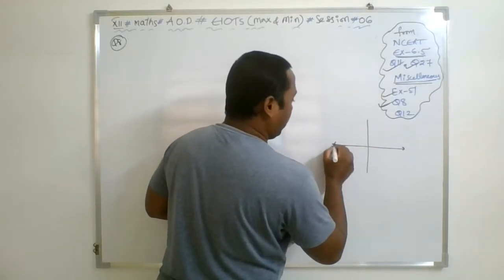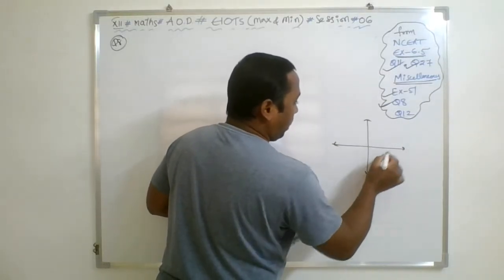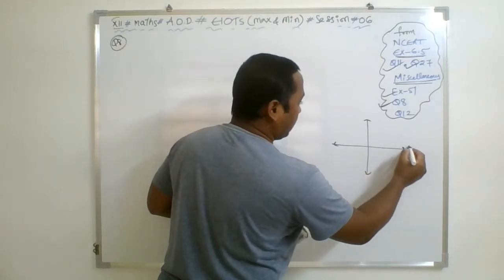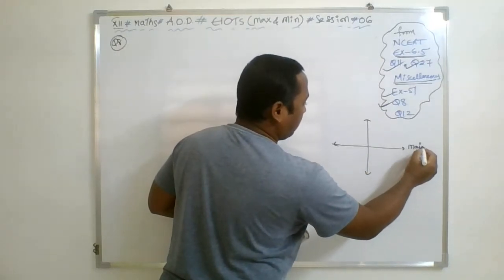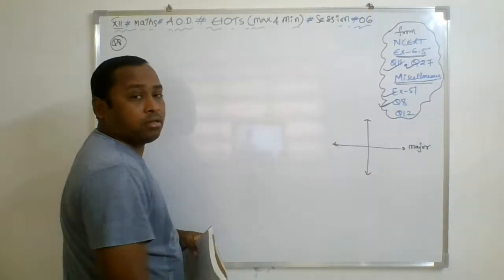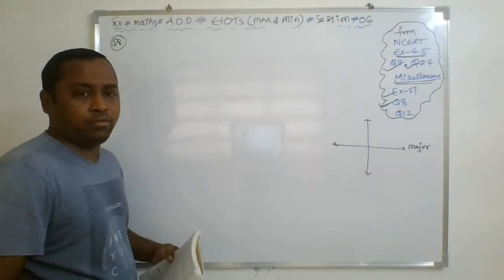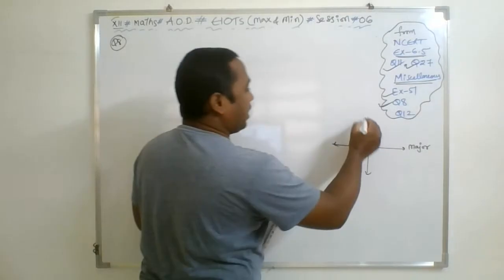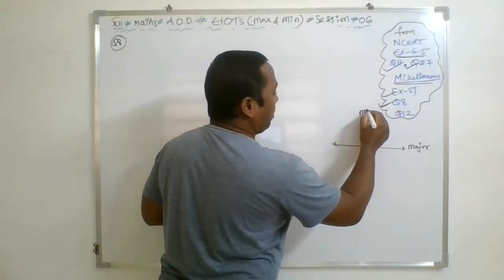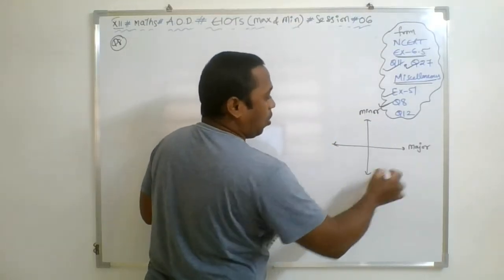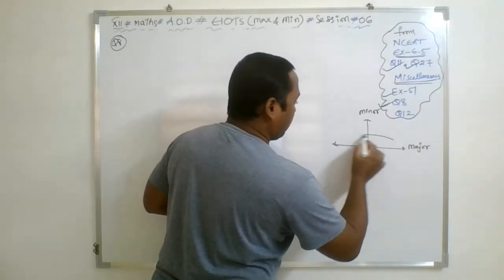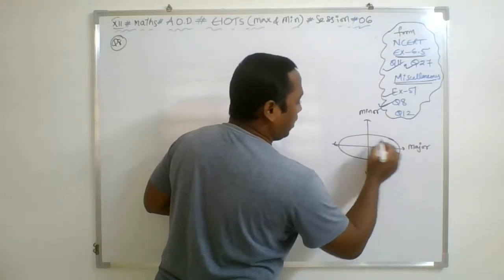First of all, we need to draw a figure. Let us take the major axis. I am taking the horizontal ellipse. You may also deal with a vertical ellipse. By default, we are taking the horizontal one because we are very familiar with the horizontal ellipse. So I am just drawing the horizontal ellipse.